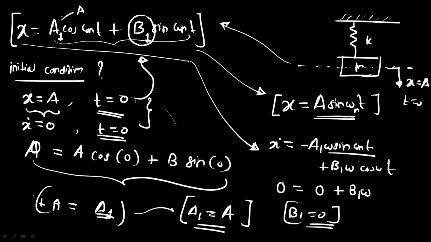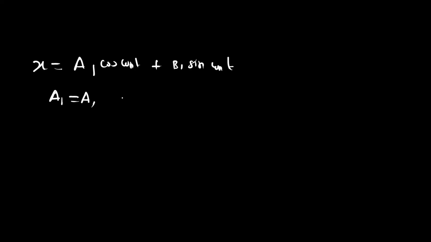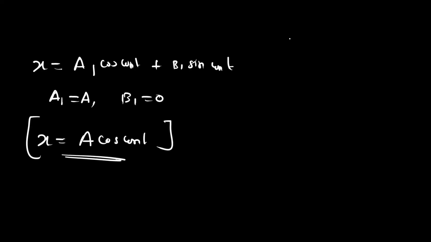If we put both values of the constants, A1 is A and B1 is 0, in the equation x is equal to A1 cos omega n t plus B1 sine omega n t, we get x is equal to A cos omega n t. This is the equation when we have the boundary condition x is equal to A when time t is 0.